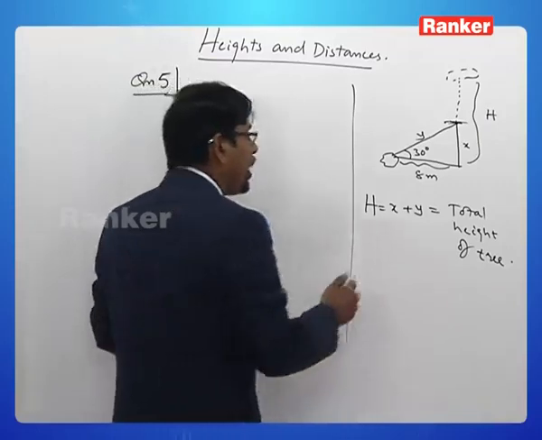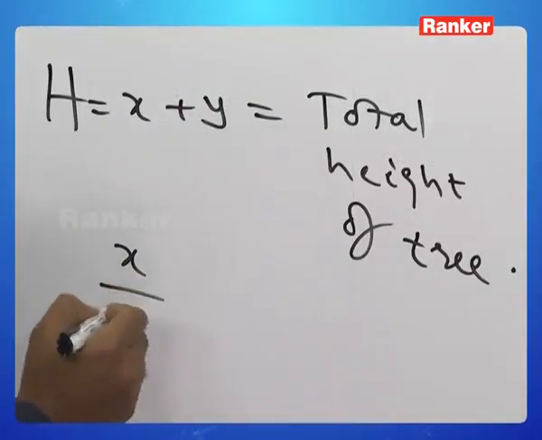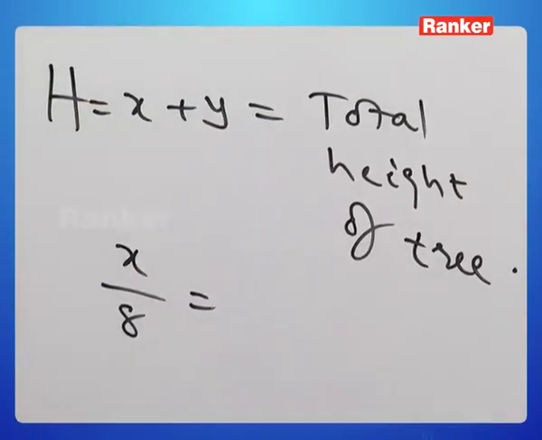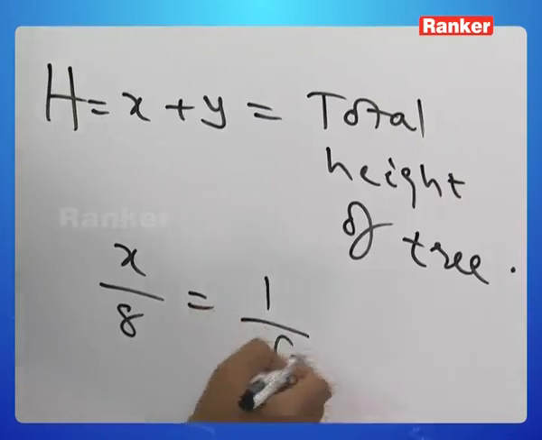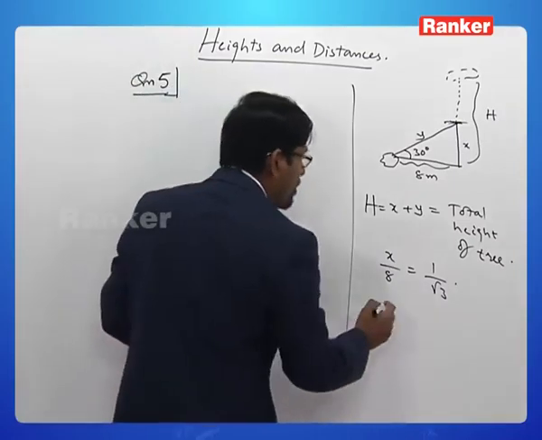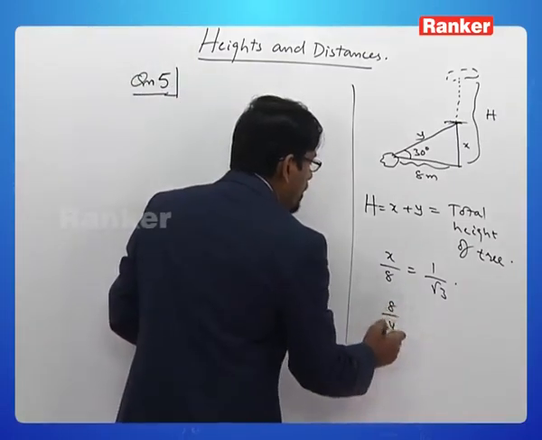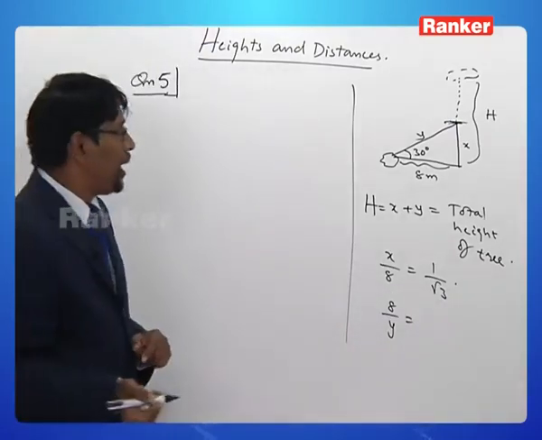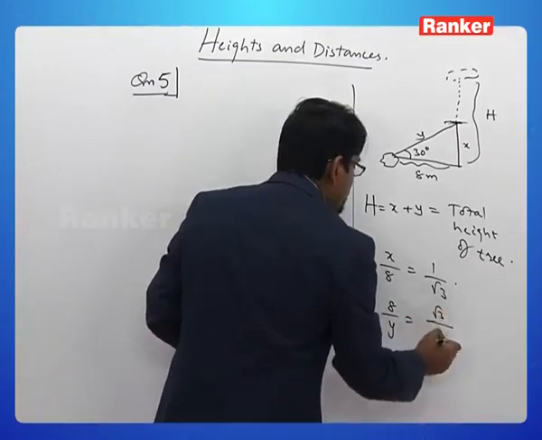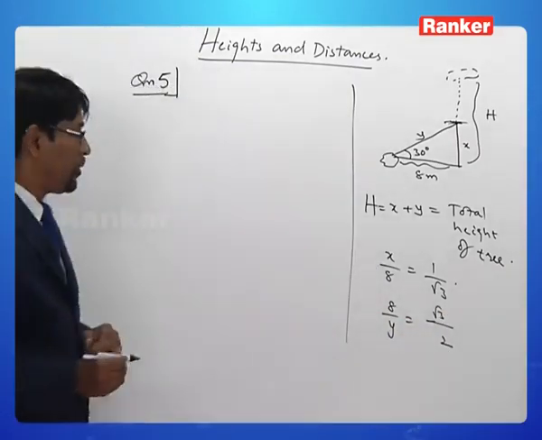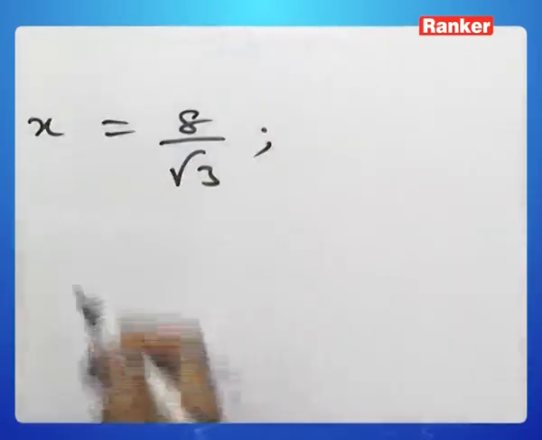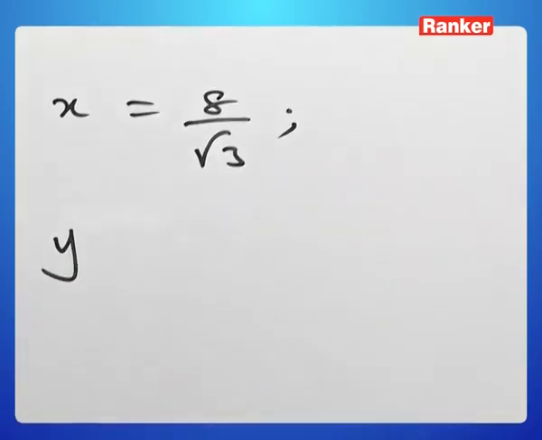Here x by 8 is equal to opposite by adjacent here and that makes it tan 30, that is 1 by root 3. And what else? Your 8 by y is equal to adjacent by hypotenuse and that will be cos 30. Cos 30 is root 3 by 2. So what we want is x plus y. What is x? 8 by root 3. And what about y? 16 by root 3.